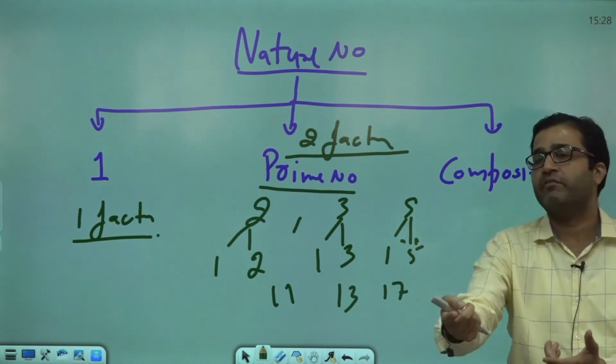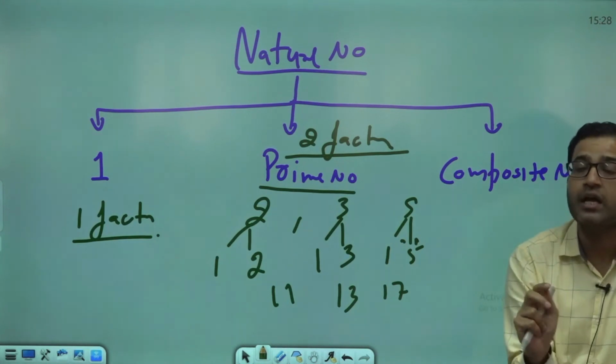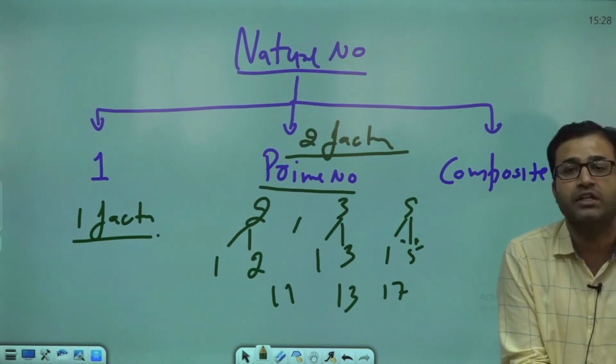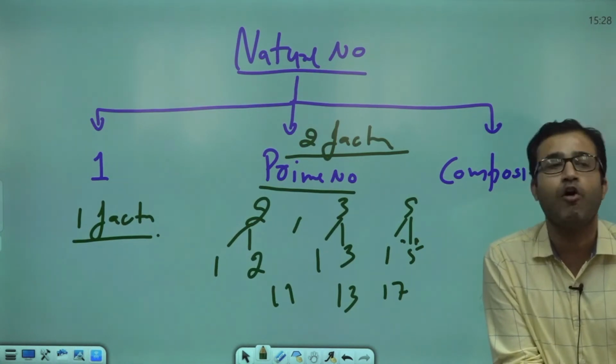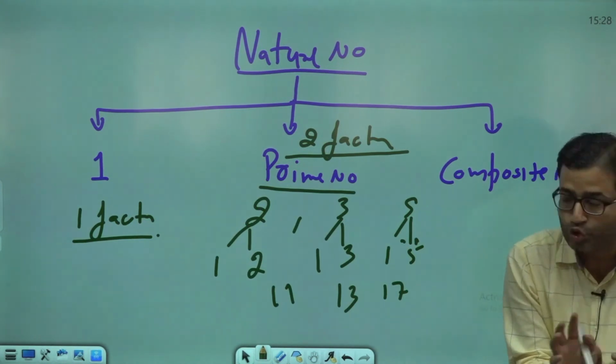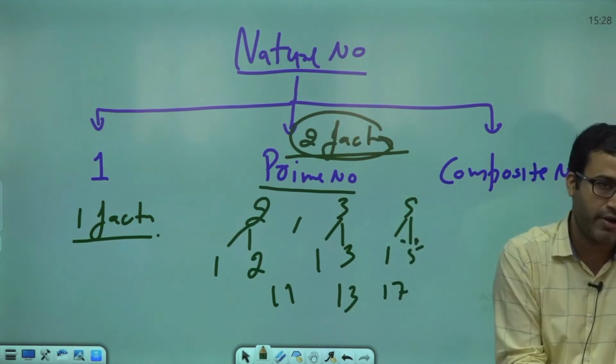Then we framed our definition. फिर definition पैदा हुई. What is the definition? That prime numbers are those natural numbers which have exactly 2 factors, or which are divisible by 1 and itself only. Means it has 2 factors. तो आपको ये ध्यान रखना पड़ेगा. These are those natural numbers that have exactly 2 factors.